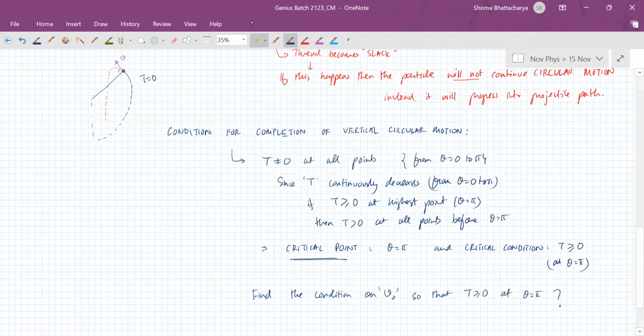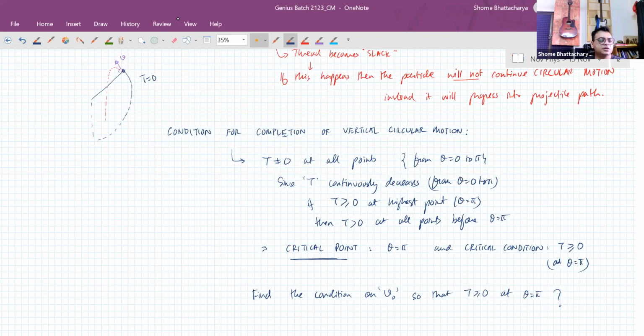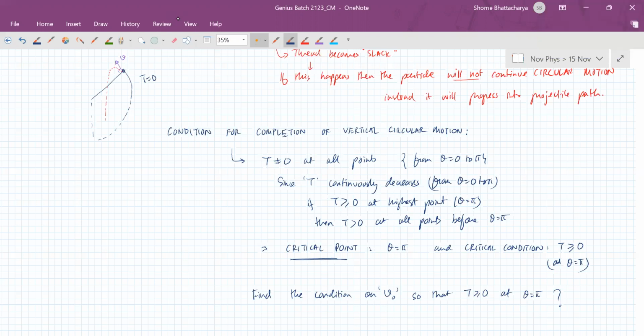Yes. So if tension is equal to 0 at theta equals pi, then the thread will become slack, right? Momentarily the thread will become slack, but remember it will have a horizontal velocity at that point. So just for a moment it goes into a projectile path with a horizontal projection velocity, but the next moment that string again becomes tight. You understood? Because at theta equal to pi minus some delta theta, where delta theta is a very small angle, the tension is greater than 0, no?